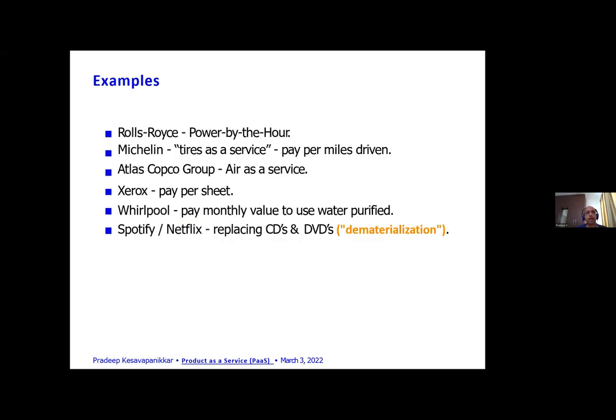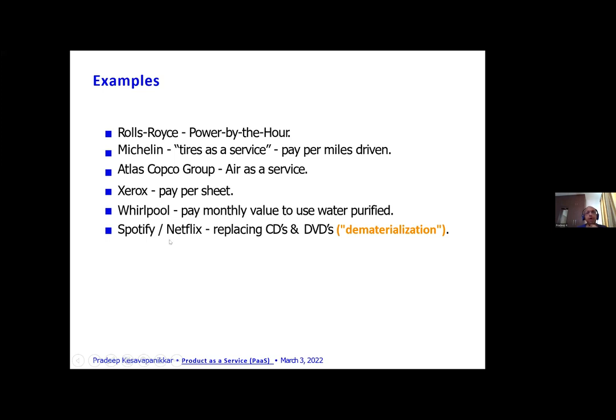Such business models exist in the automotive industry and the product industry in general. Rolls-Royce is one well-known example. Rolls-Royce engines for aircraft are leased out to airlines, and airlines don't buy the engines, but pay Rolls-Royce for using them. They pay for the power produced by the engines by the hour. There are other examples given here. Michelin offers tires as a service for truck companies. The truck companies don't buy tires, but pay Michelin for the miles driven. Maintenance, servicing or replacement of the tires is done by Michelin. Some other examples are given here.